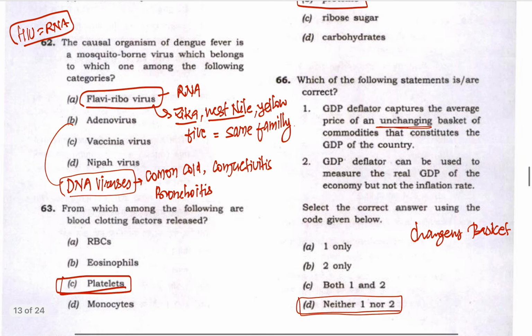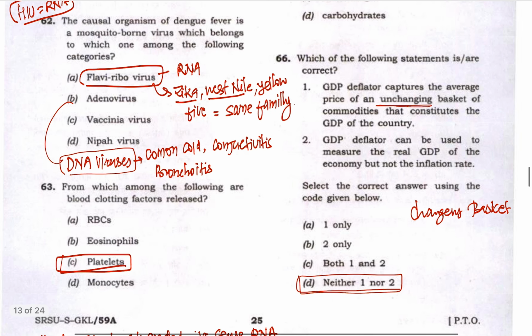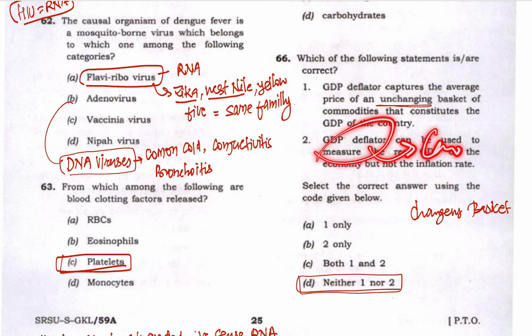Now, GDP deflator captures the average price of an unchanging basket of commodities. This is not correct. GDP deflator captures the average prices of a changing basket of commodities that constitute the GDP of the country. Because of this word "unchanging," this statement becomes incorrect. GDP deflator can be used to measure the real GDP of the economy but not the inflation rate. This is not correct. GDP deflator can be used to calculate the real GDP as well as inflation in the country. So both of the statements are incorrect: neither one, nor two.